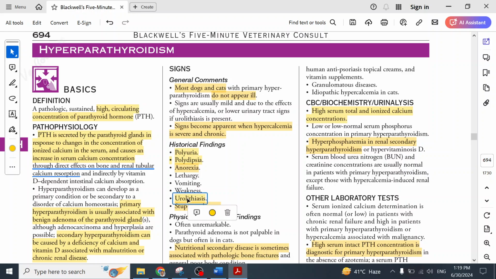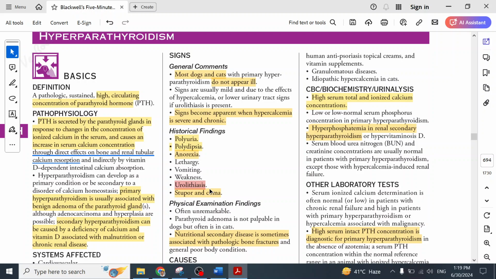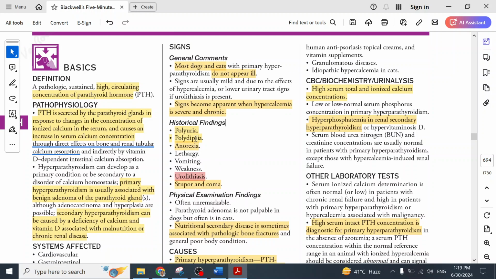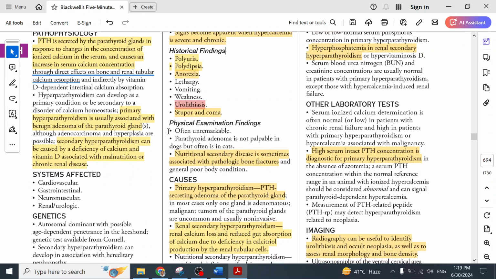This is, you can say, a differential sign from others, because you can see polyuria, polydipsia, anorexia in diabetes mellitus, DKA, diabetes mellitus or ketoacidosis. You can see anorexia, polyuria, polydipsia, all are signs you can see in this. But urolithiasis of calcium stones is only found in this condition of hyperparathyroidism. Then stupor and coma, nervous signs. Then physical examination findings: you find nutritional secondary disease sometimes associated with pathological bone fracture. Whenever there is a bone fracture, nutritional secondary disease can occur.